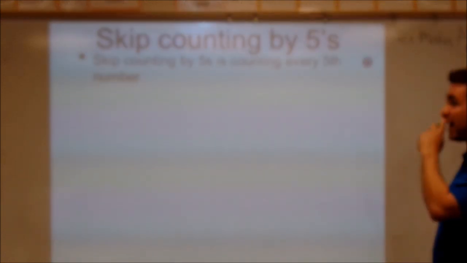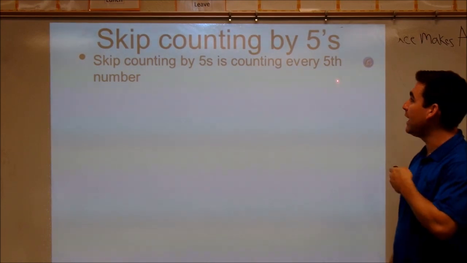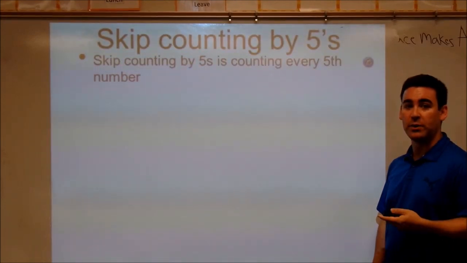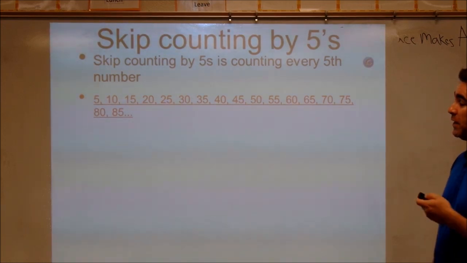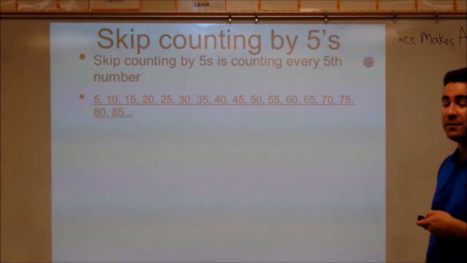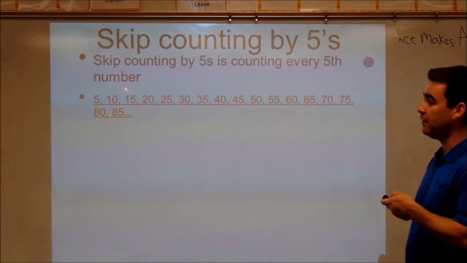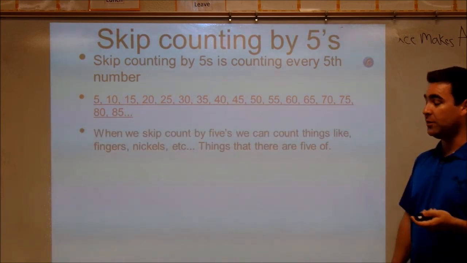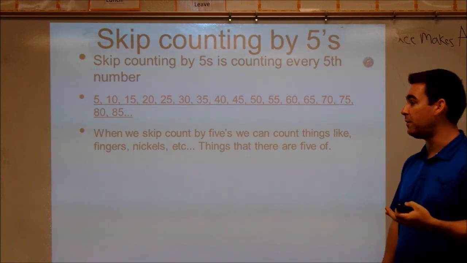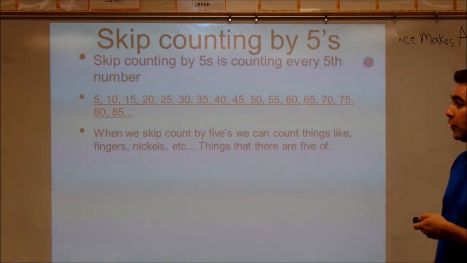When we are counting by 5s, we are counting every 5th number. That means we are skipping the numbers in between. So we look again at a number line that counts by 5s, and it goes 5, 10, 15, 20, etc. Now, I give the students an example of we can count things that are in 5s like fingers or nickels or things like that.